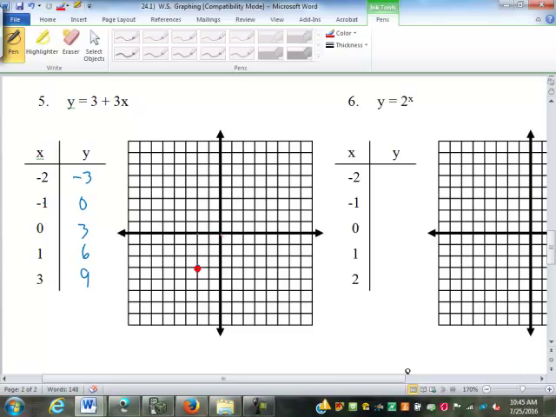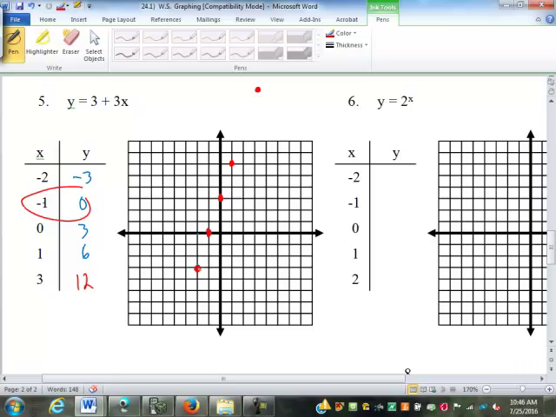Oops, I'm sorry, that's wrong. That should be a 12, isn't it? Sorry. That was my fault. Okay, so there's my first point's at -2, -3. Where's my second point? -1 and 0. That's right here. Where's my next point? 0 and 3, which is right there. Where's my next one? 1 and 6. And 3, 12 would be way up here off the graph somewhere, right?